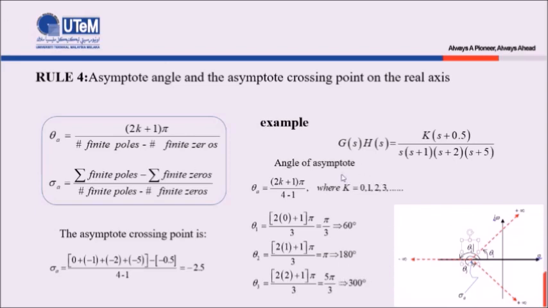Next, when we put k equal to 4, theta 4 becomes more than 360. In this case, we can ignore that value, because when the value is more than 360, it will repeat the same angles as we calculated in theta 1, 2, and 3.